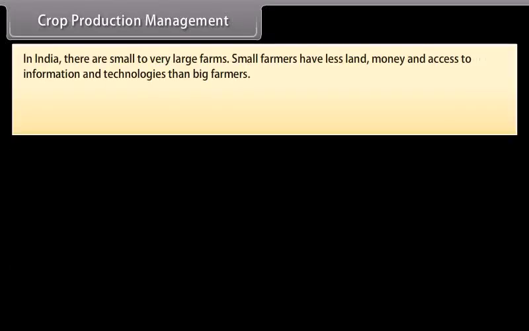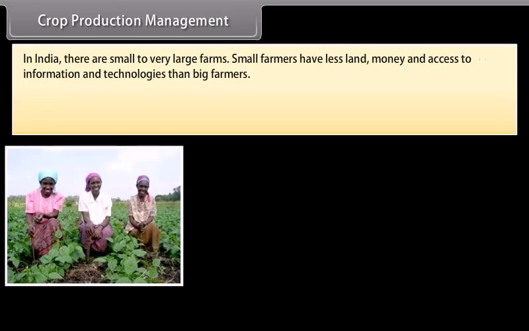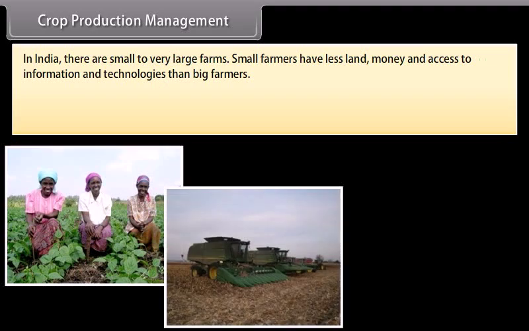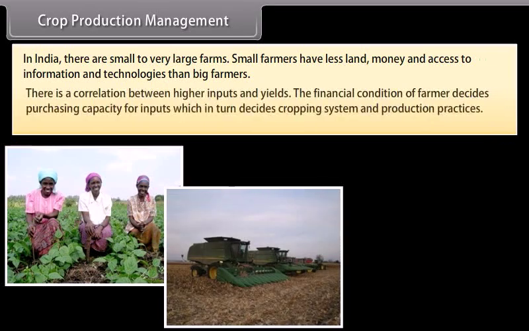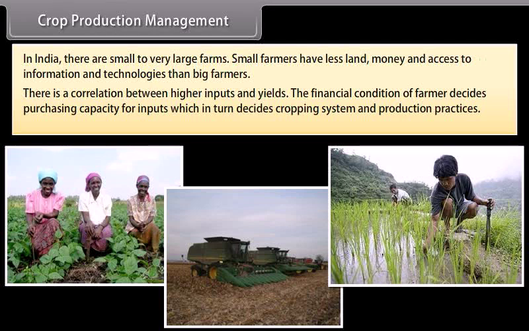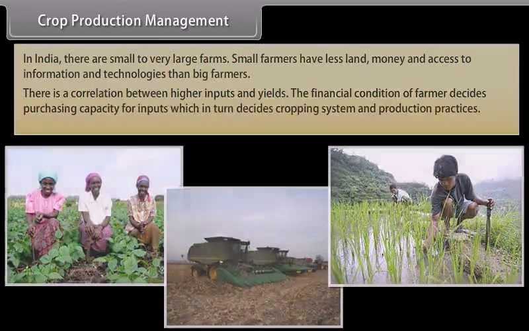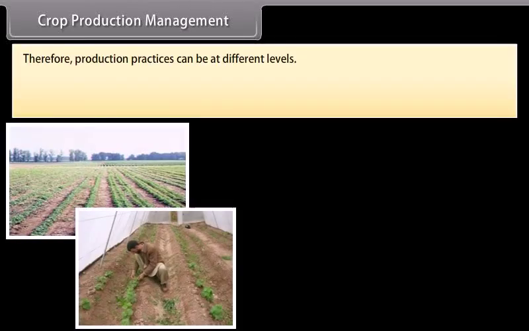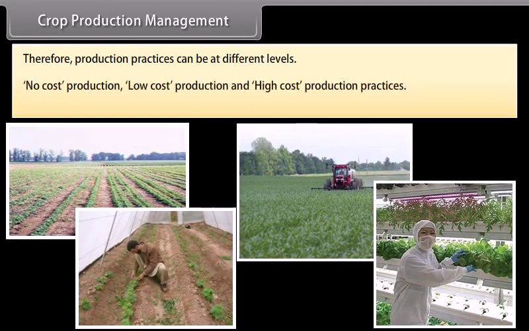Crop production management. In India, there are small to very large farms. Small farmers have less land, money, and access to information and technologies than the big farmers. There is a correlation between higher inputs and yields. The financial condition of the farmer decides purchasing capacity for inputs, which in turn decides cropping system and production practices. Therefore, production practices can be at different levels: no-cost production, low-cost production, and high-cost production practices.